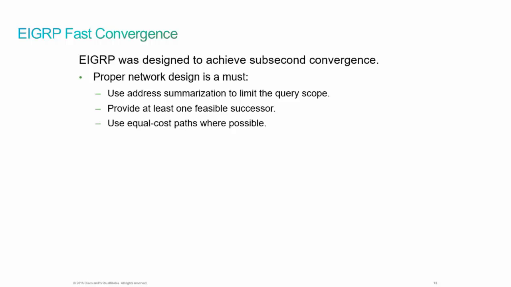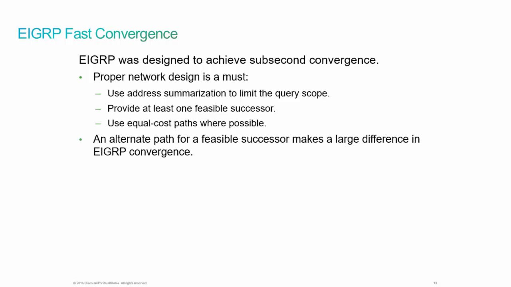Now, how important is having a feasible successor? Well, when it comes to EIGRP's convergence, it makes a big difference. It really does, because again, we don't have to try to query to get a next best path. So we want to have an alternate or a feasible successor in our topology table there, ready and waiting.